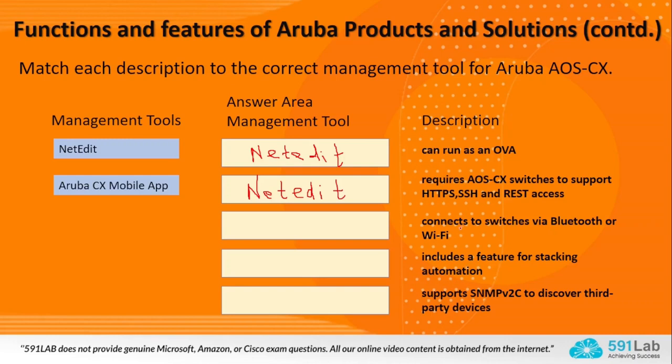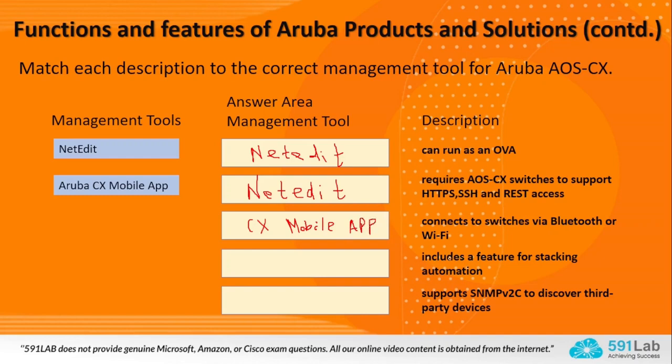Now third description. Connects to switches via Bluetooth or Wi-Fi. So this is CX mobile app. So I'll just make it short, CX. This is CX mobile app because it uses Bluetooth or Wi-Fi to connect to the switch.